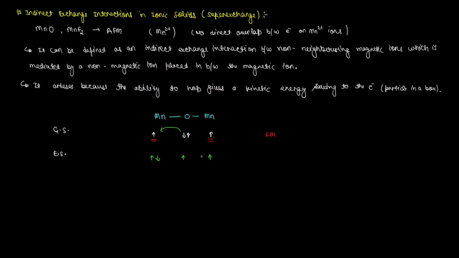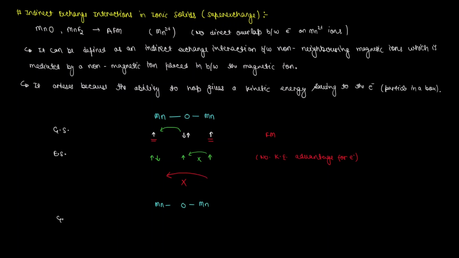Now if you see this up in the second manganese ion, it can't go to the oxygen. So as a whole process, the electron from this manganese ion cannot jump to the oxygen because it violates Pauli's exclusion principle. Therefore, there is no kinetic energy advantage for the electron when in the ground state the spins on the manganese ions are ferromagnetically aligned.